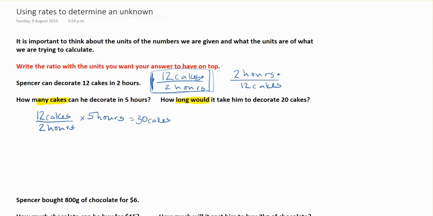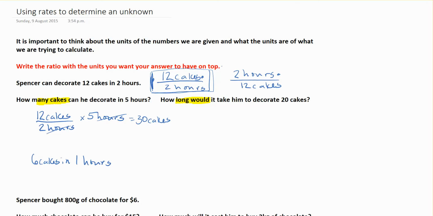And again, the reason this works is because hours will cancel with hours. Not the number, just the unit. So the 5 stays there and the 2 stays there, but it's the unit that cancels for us. And you can also kind of try to think about it with common sense here as well, that if he does 12 cakes in 2 hours, that means he's going to do 6 cakes in 1 hour if you simplify that.